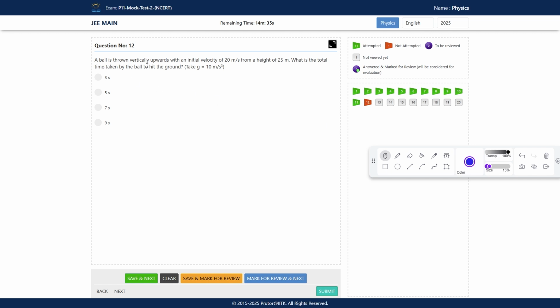A ball is thrown vertically upwards with initial velocity 20 meter per second, from a height of 25 meter. Height is given as 25 meter. What is the total time taken by the ball to hit the ground? So the question asks about the total time taken by the ball to hit the ground. Please solve this question.